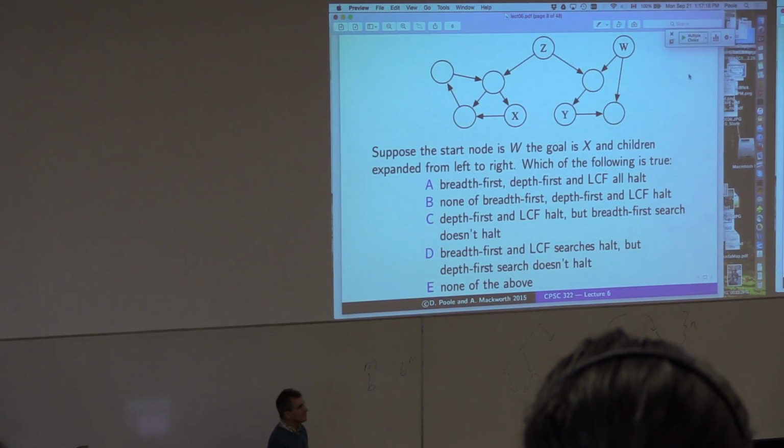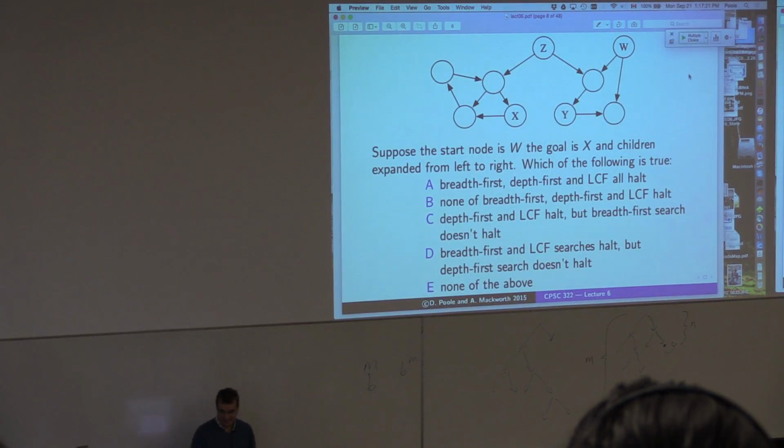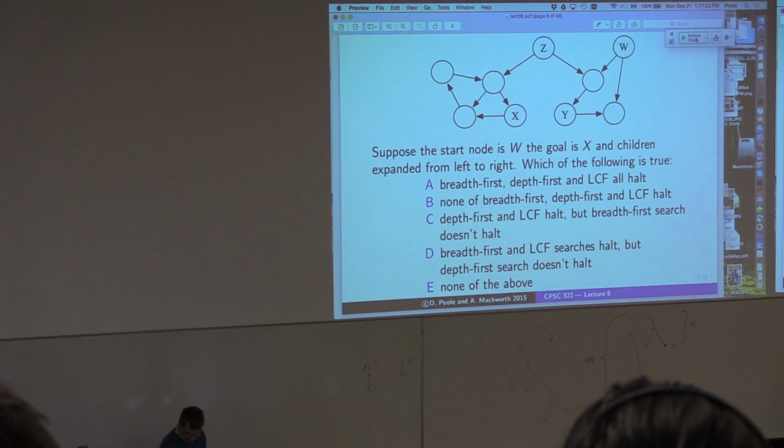Same graph. Now the start node is W and the goal is X. And it's the same question as before, same choices.